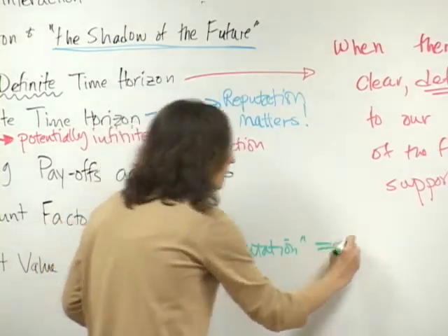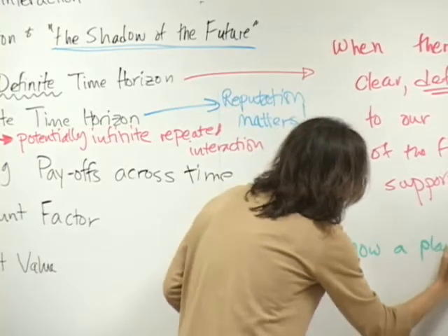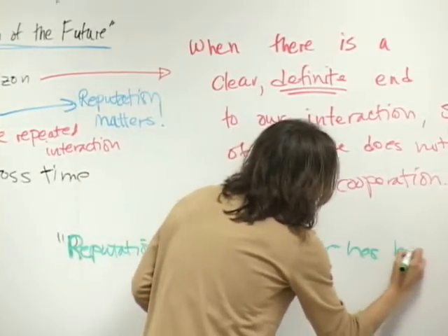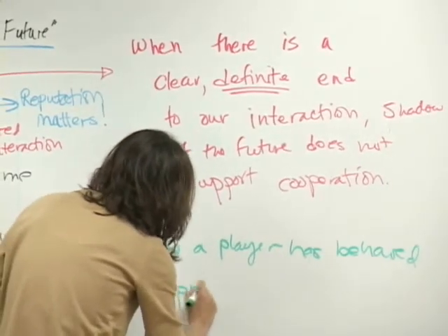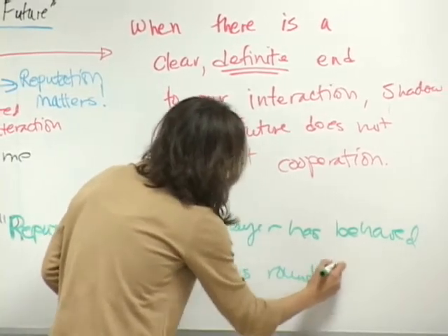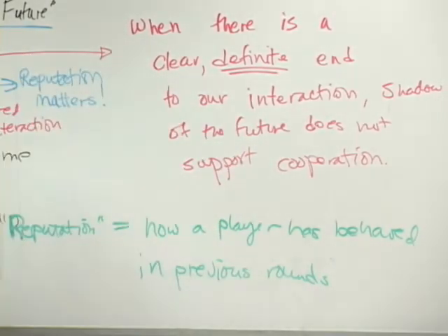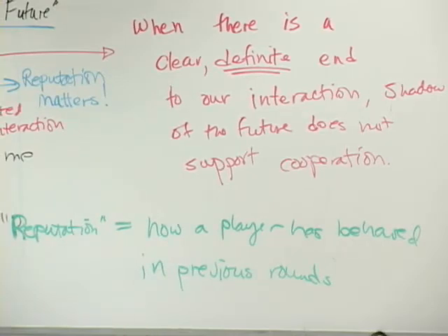Reputation means how a player has behaved. What choices did they make in previous rounds? In previous iterations of the stage game. In repeated games, players have a history. And that concern with having a history, having a good reputation, will affect their strategic choices.